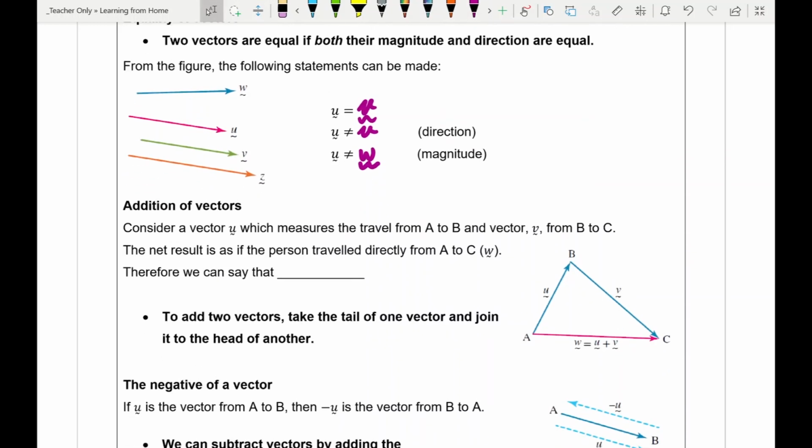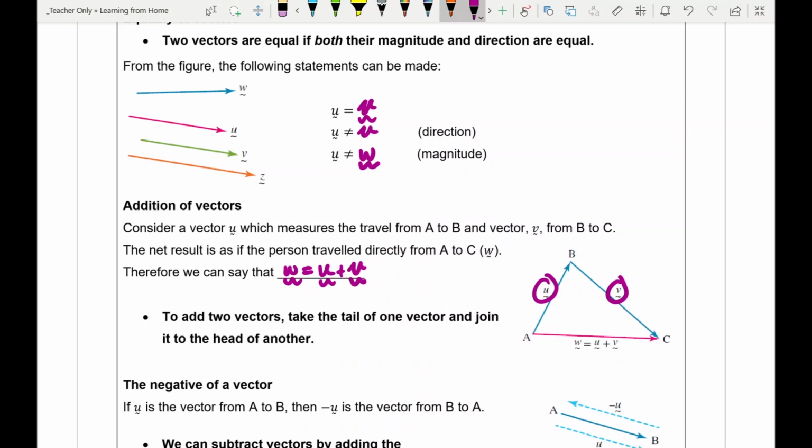What if we want to add them? So consider a vector U over here that measures the travel from A to B, and vector V that measures the travel from B to C. The net result is as if a person traveled directly from A to C, so skipping B entirely, and that gives us the vector W. So we can say that W is equal to U plus V.